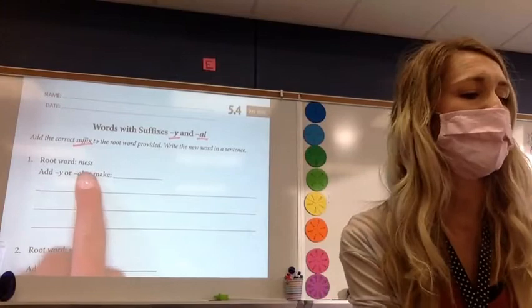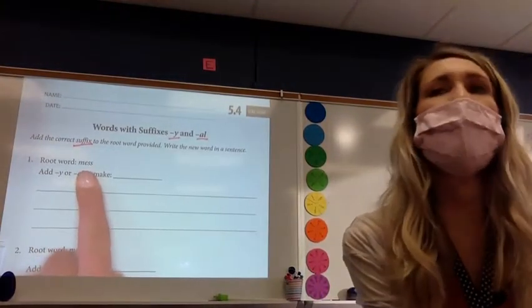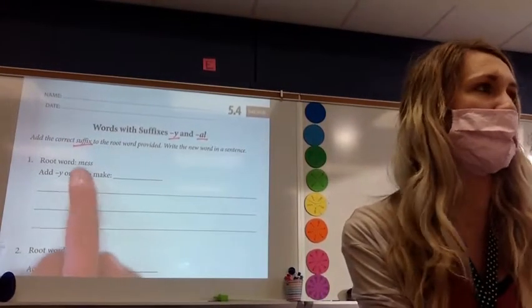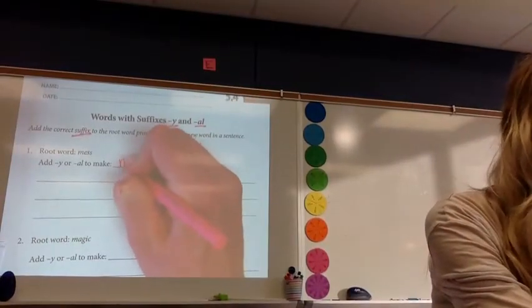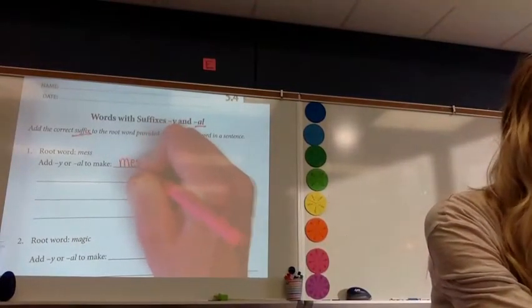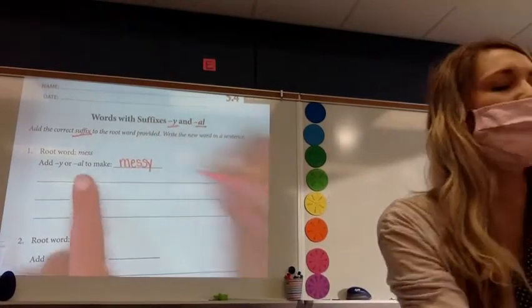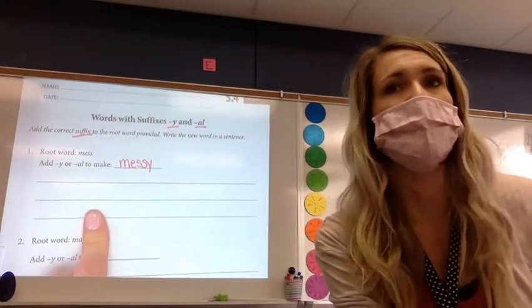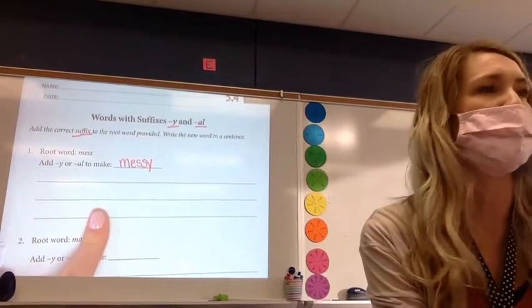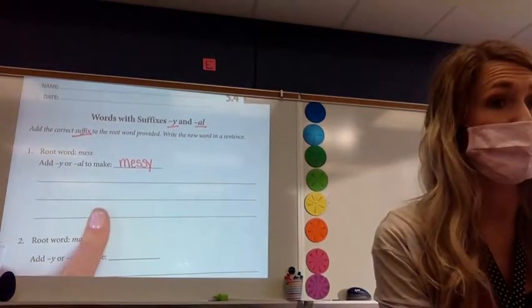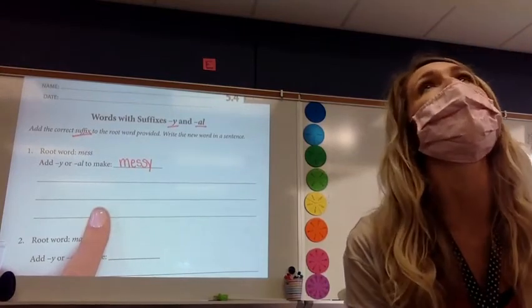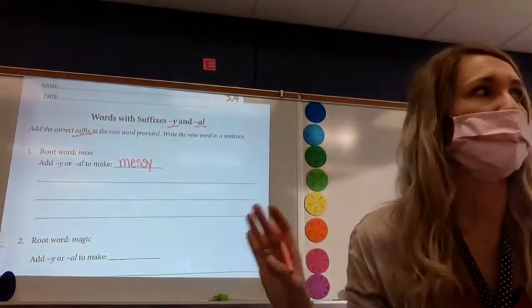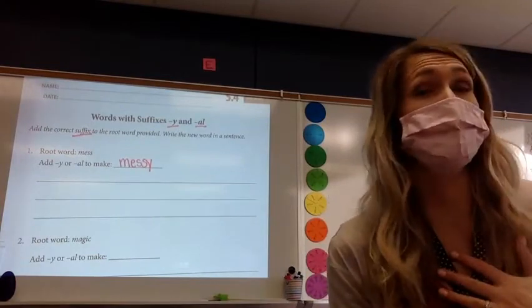So for example, my first word is mess. Am I going to turn that into messy or messal? Messy. So on the line, I would make my new word. And then I need to use that in a sentence. What's a sentence I might use messy in? Writer. It's so messy in my room. How about my room is so messy. Clothes are everywhere, right? That would be my room when I was a kid.